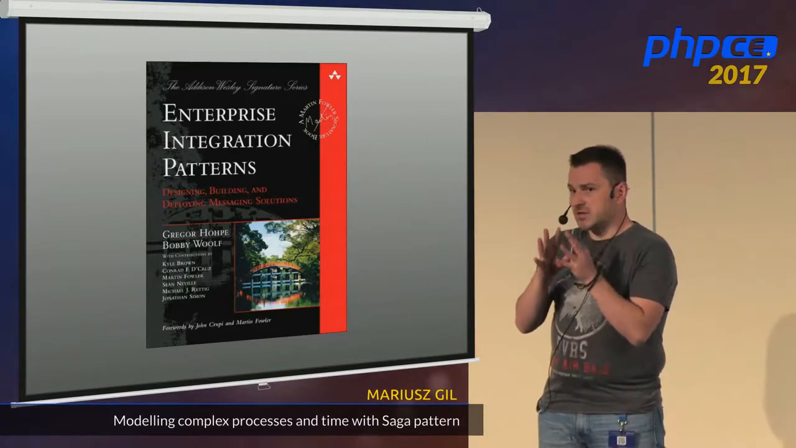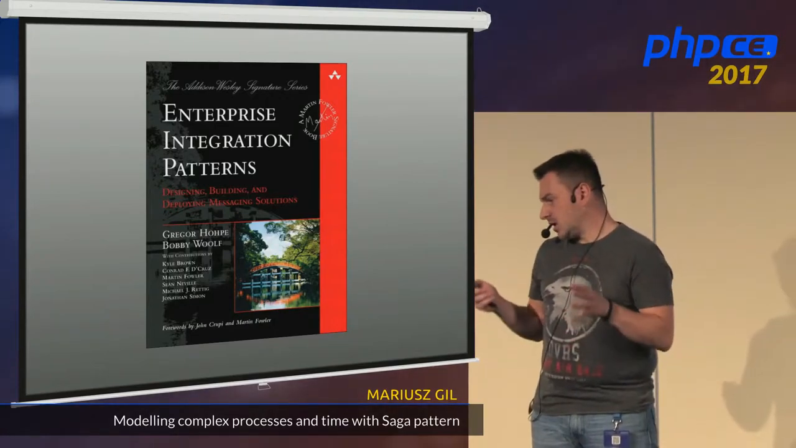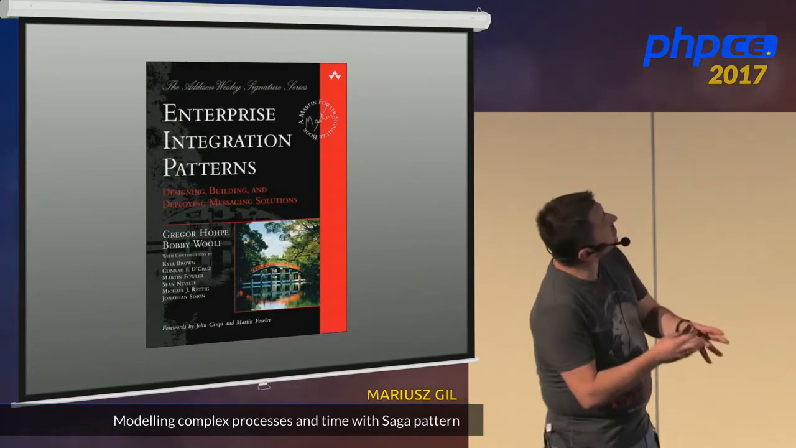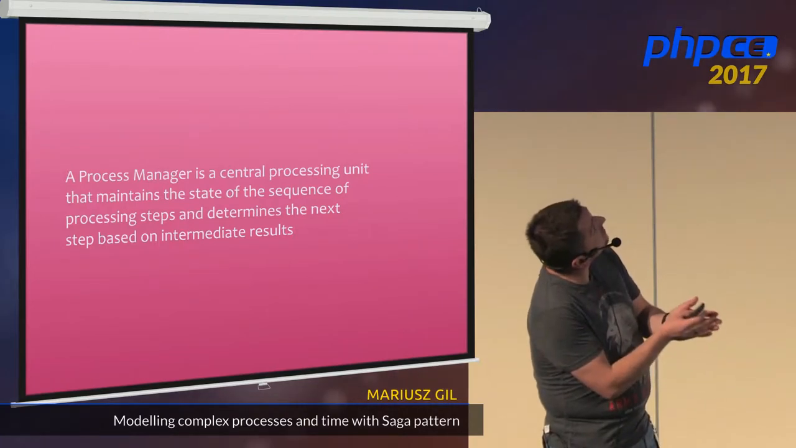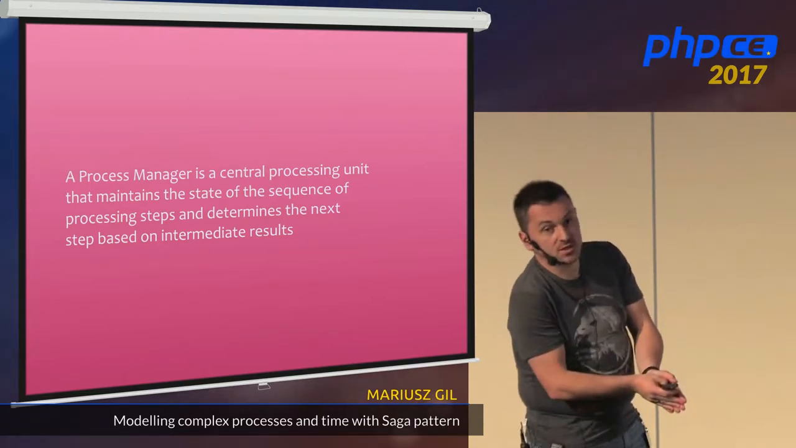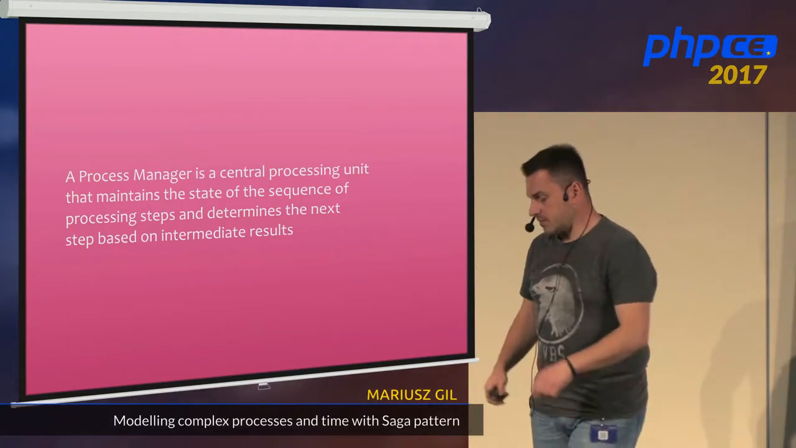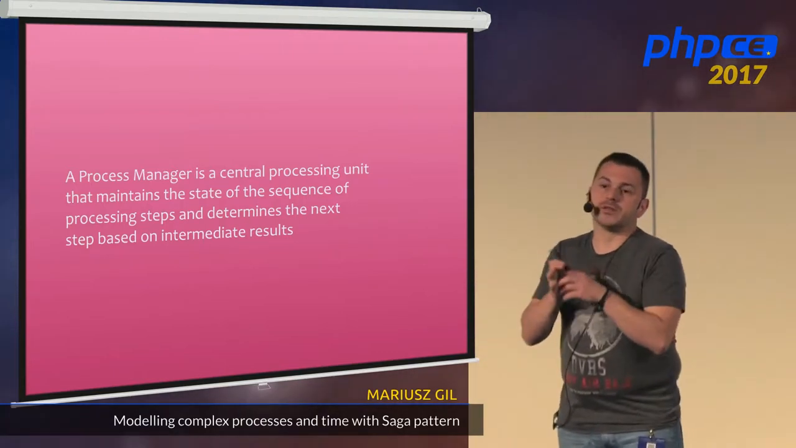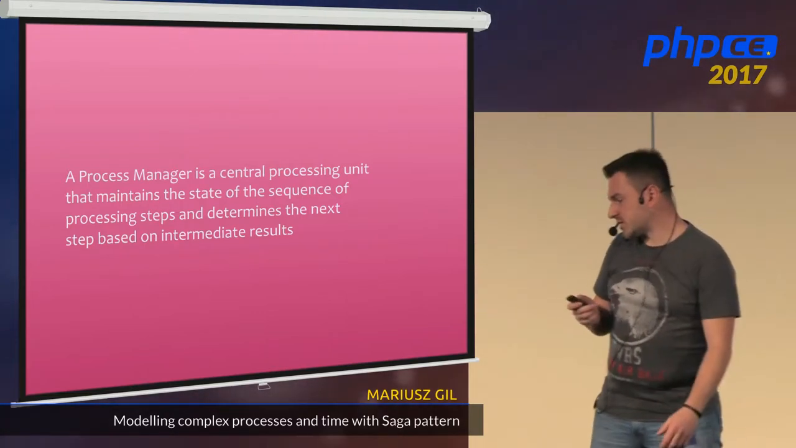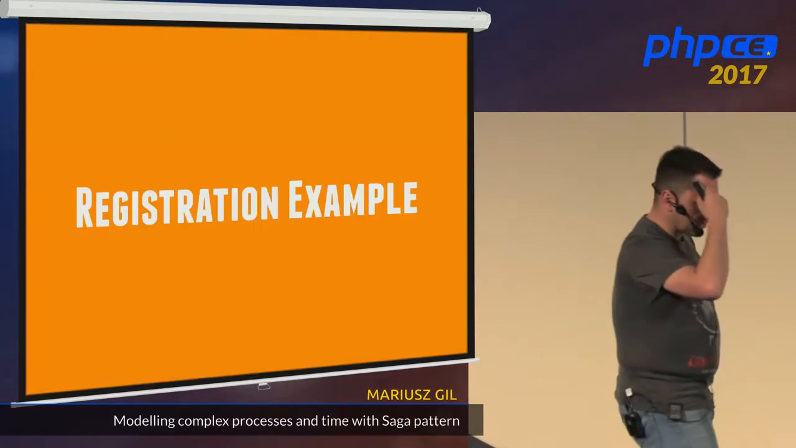And the definition, one more time, sorry for the bunch of text, but I think this is important. The definition of the process manager pattern is like that: it's a central processing unit that maintains the state of the sequence of the processing steps and determines the next step based on intermediate results. So you can identify a path in your system, and the next steps in your workflow will depend on the previous steps. So let me show you a quick example from a project of my colleagues from Wrocław.